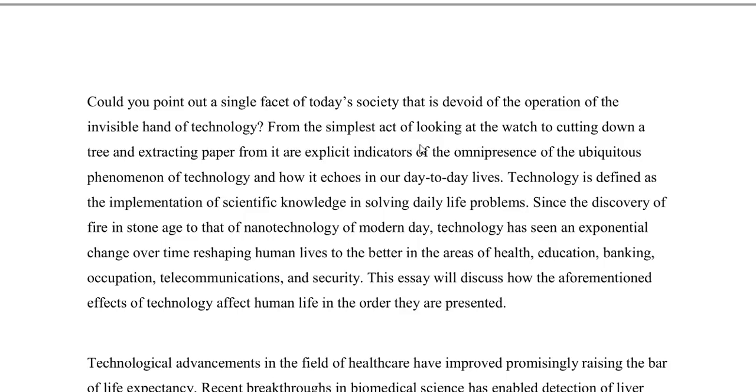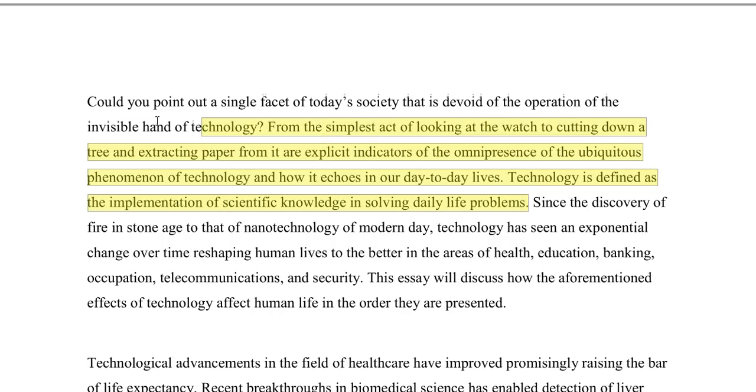Okay, from the simplest act of looking at the watch to cutting down a tree and extracting paper from it are explicit indicators of the omnipresence of the ubiquitous phenomenon of technology and how it echoes in our day-to-day lives. He's saying that technology is omnipresent. It is present everywhere, and he is giving a definition. Technology is defined as the implementation of scientific knowledge in solving daily life problems.